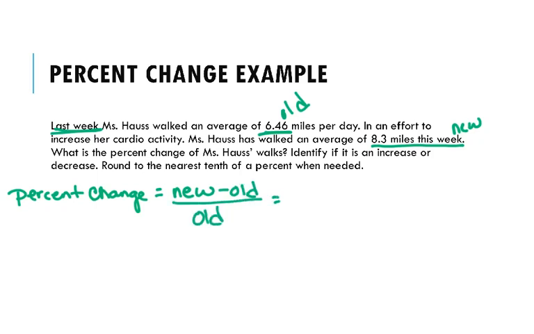Right? And filling in now. So the new is 8.3 minus 6.46 all over the old, which was 6.46. So now you have to simplify this. Remember, guys, you have to simplify this top part first before you can do any of the division. Remember, you got to follow PEMDAS or GEMS, whichever one you use.